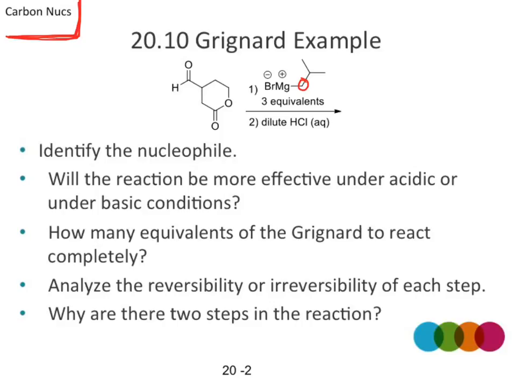To react completely, we've got two carbonyls, so we would have two potential reactive sites. So if we want our Grignard reagent to react at both carbonyls, we would need at least two equivalents. Why do we need three equivalents? What functional group do we have here? I know it's Monday. We have an aldehyde. What functional group do we have in the other corner? It's an ester. Why do we need three equivalents to react completely with all the carbonyls?